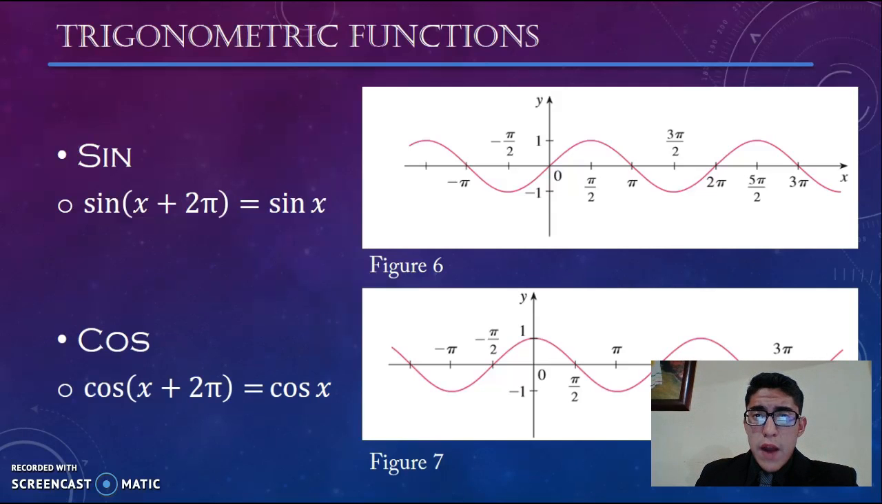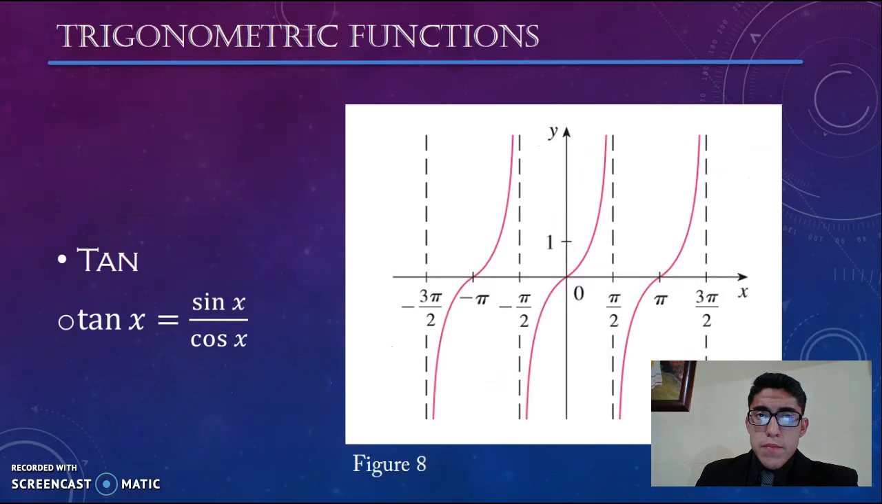We can see in the graphs an example of a sine in one graph, and also a cosine in another graph. They are very similar. The tangent function is related to the sine and cosine functions by an equation. We can see in figure 8 that the graph of the tangent is very different from the sine and cosine graphs.